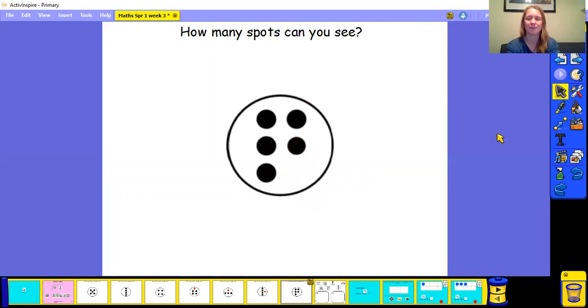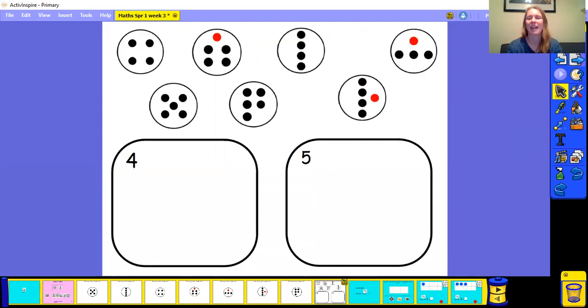What about this time? I wonder if you've seen this pattern before. It reminds me of one of our Numicon shapes. It has 3 dots on one side and 2 dots on the other side. Altogether, that makes 5. Okay, let's look at all of those patterns again. This time, we're going to put all of the patterns that show 4 on this side and all of the patterns that show 5 on this side.